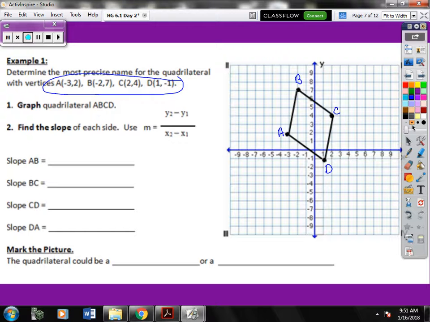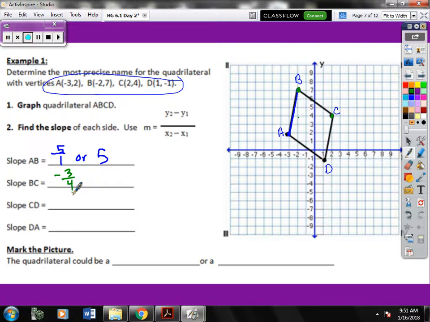So what would the slope from A to B be? Marquise? 5 over 1. 1, 2, 3, 4, 5 over 1. How about the slope from B to C? Who thinks they could calculate that for us? Marquise? -3/4. Down 3 over 1, 2, 3, 4. -3/4.